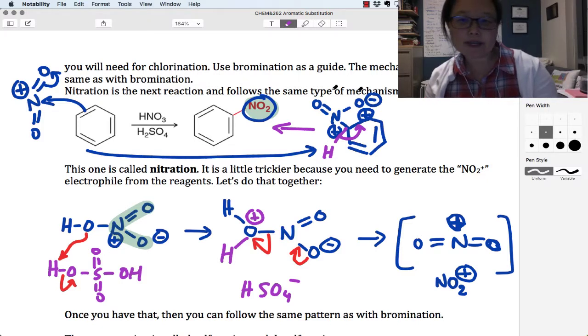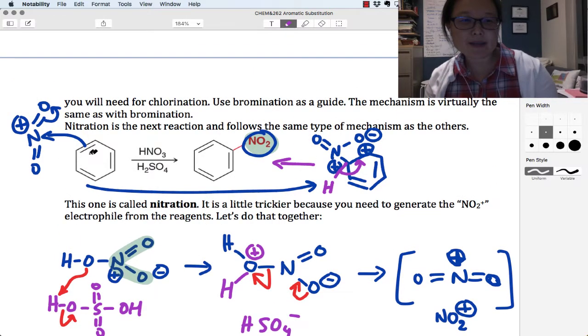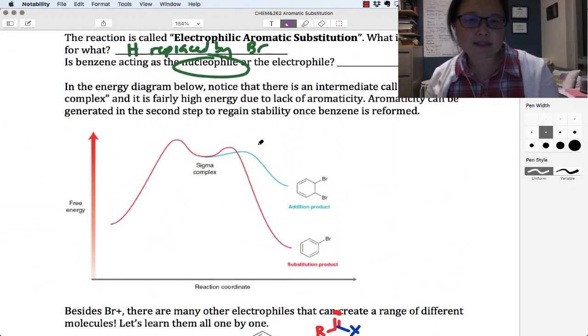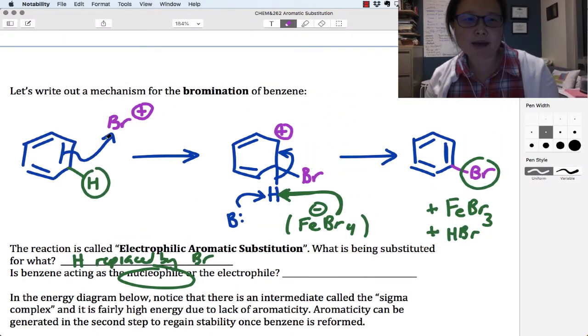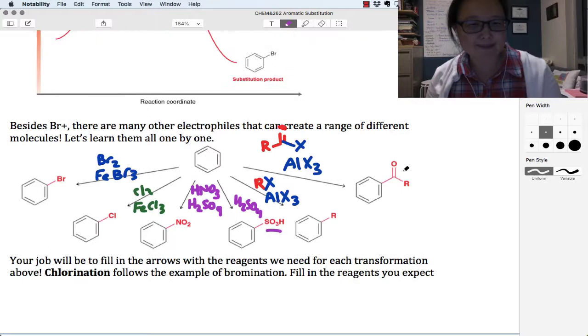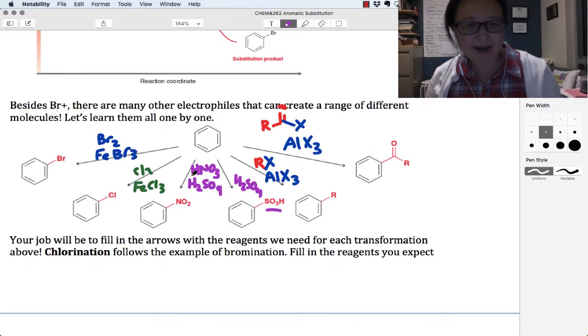Okay, so it's basically the same kind of mechanism. Benzene attacks the electrophile, and then I've broken aromaticity, so I need to regenerate it. So then I get that. So I saw the same exact kind of mechanism up here. Okay, so I want you to really look at those until you can see that they're the same mechanism, because that's going to help you explain all of these.